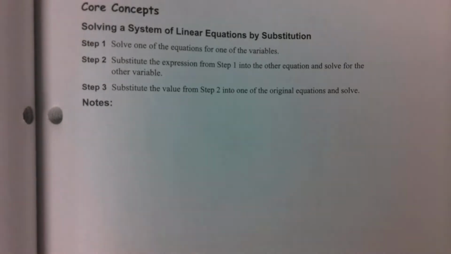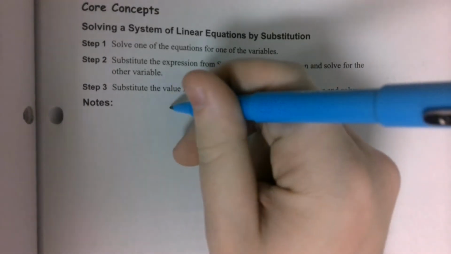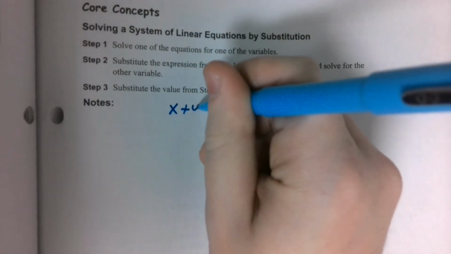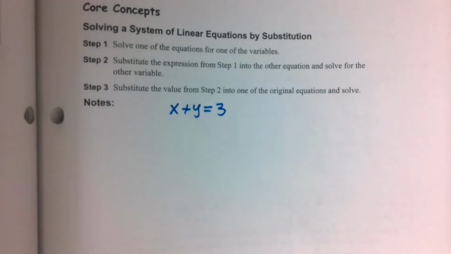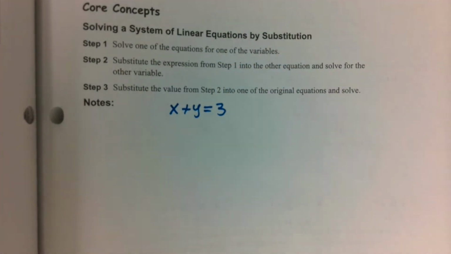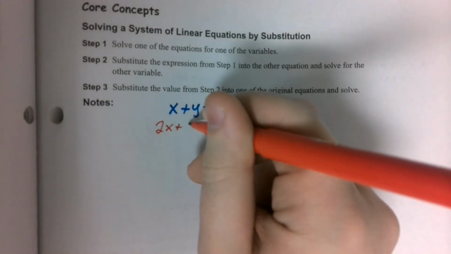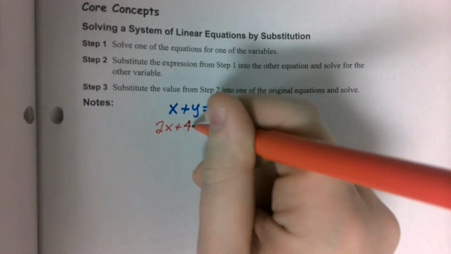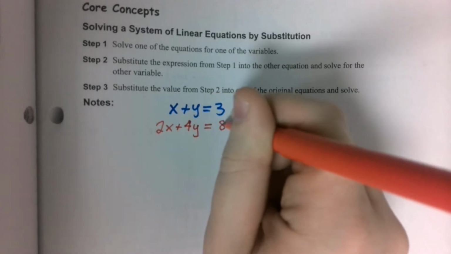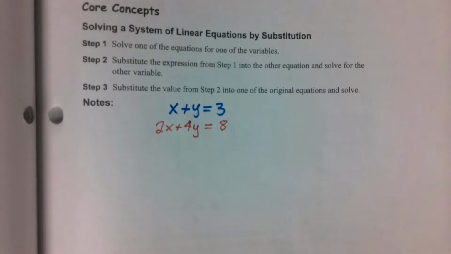So, the problem I want us to look at is this. We have one equation here, x plus y equals 3, and we have a second equation here, 2x plus 4y equals 8. Our goal is to solve for x and y. We are going to do this by substituting in. Let's take a look at the steps. Step number 1.